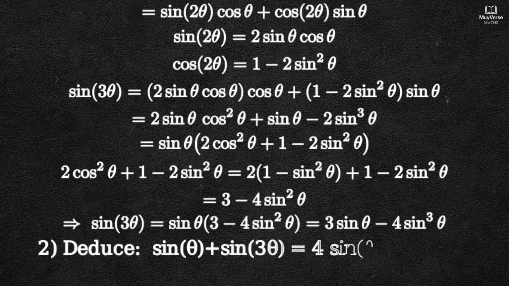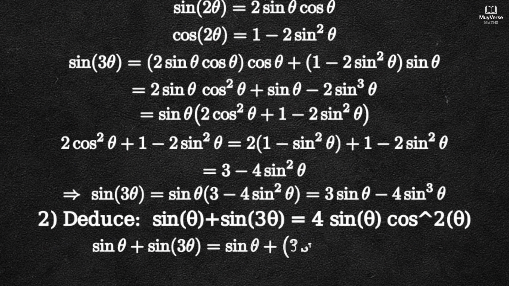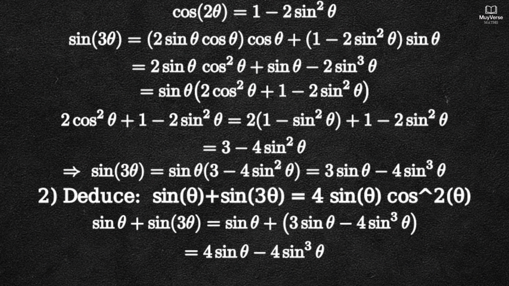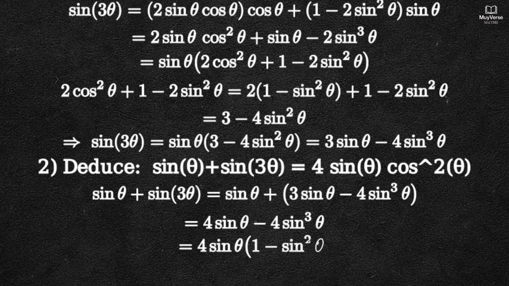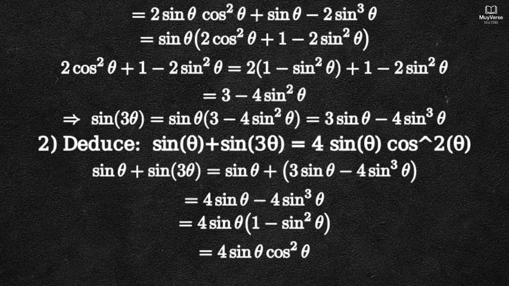Part 2. Deduce that sine theta plus sine 3 theta equals 4 sine theta cosine squared theta. Start with sine theta plus sine 3 theta and substitute our triple angle result. Combine the like terms for sine theta minus 4 sine cubed theta. Factor out 4 sine theta. Recognize that 1 minus sine squared theta equals cosine squared theta. Therefore, sine theta plus sine 3 theta equals 4 sine theta cosine squared theta.